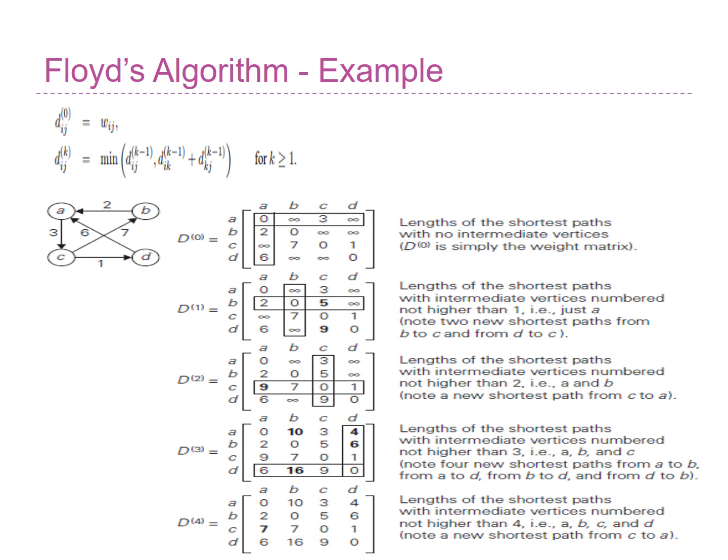Similarly, D2, D3 and D4 are generated from the previous iteration D matrix. And D4 represents the length of the shortest path with intermediate vertices numbered not higher than 4.